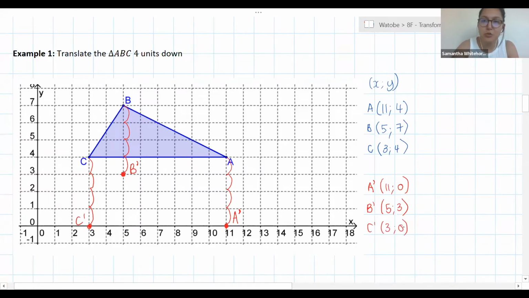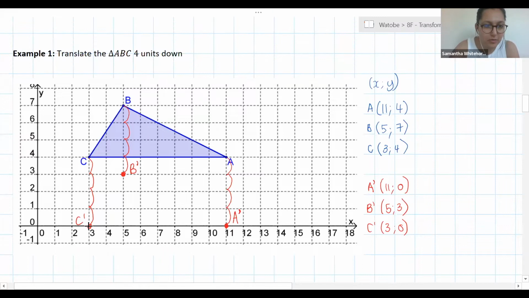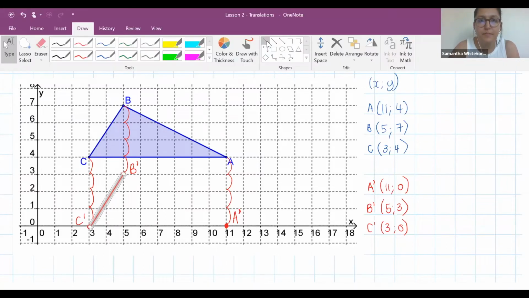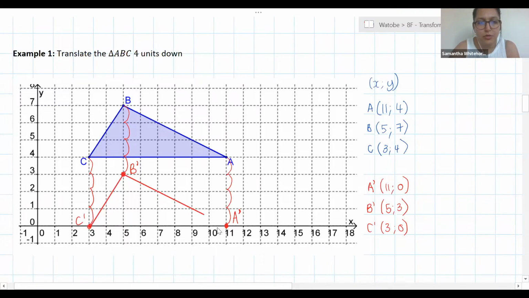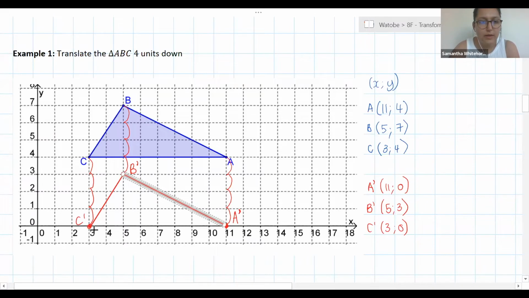Okay, I'm going to do my best to draw in some straight lines. Let's see if I can do it. Otherwise, we're going to do our best. Oh, look at that. Okay, it's not perfect, but it's going to be good enough. Right, so we take our ruler, we draw in our lines to connect those points. And what we have done is we have now translated that triangle ABC 4 units down.